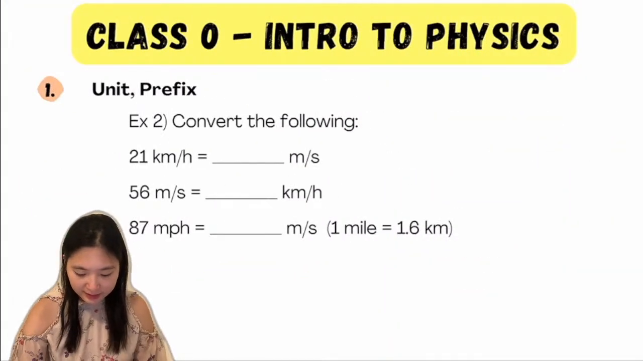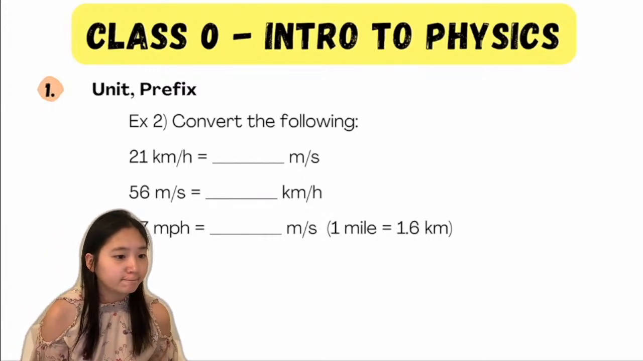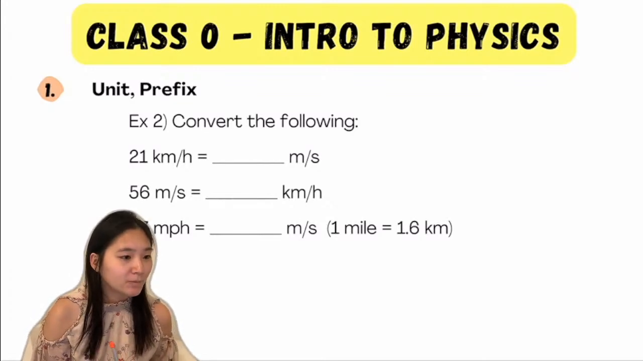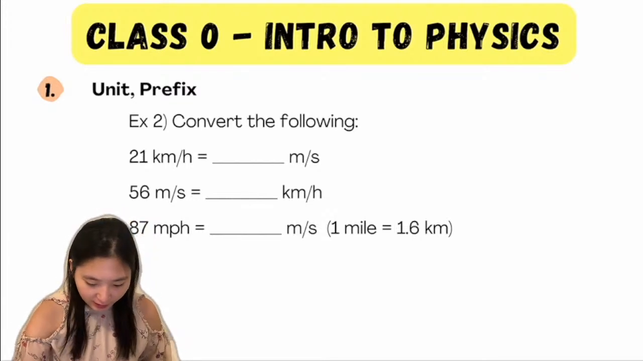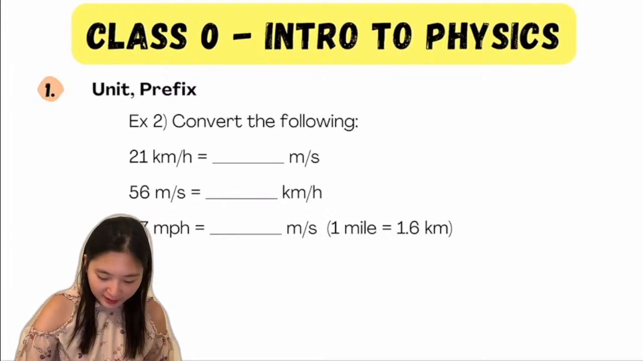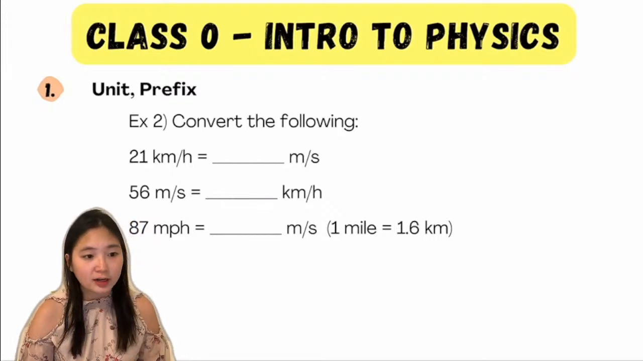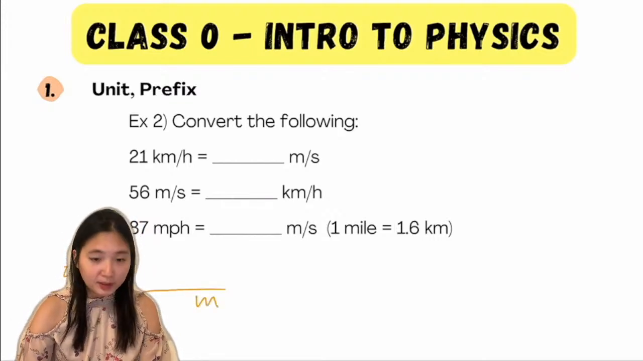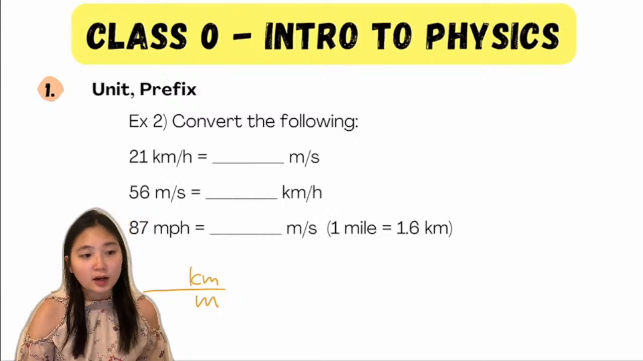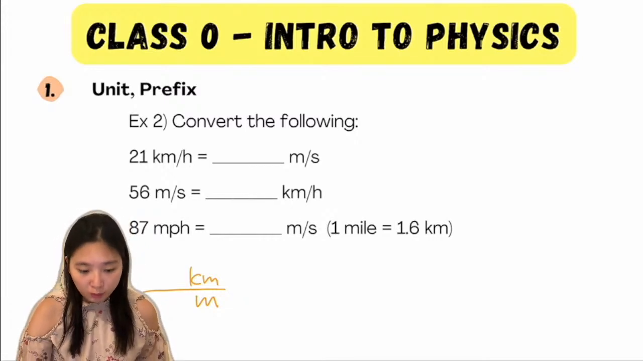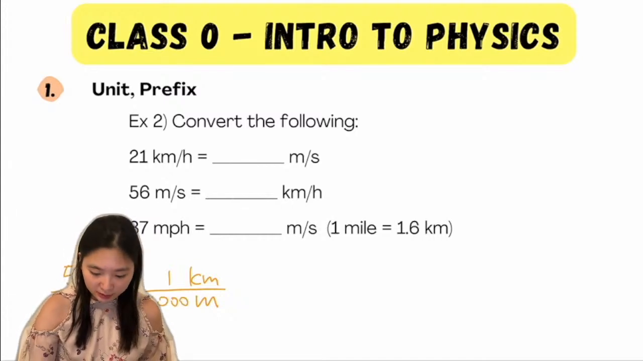This time, what about the second one? 56 meters per second, and let's convert it into kilometers per hour. Again, I'm going to write it as 56 meters over 1 second. I want to cancel out the unit of meters, so I must put meters in the denominator and kilometers in the numerator. We know that the conversion between kilometers and meters is 1 kilometer equals 1,000 meters. So it becomes multiplied by 1 kilometer over 1,000 meters.